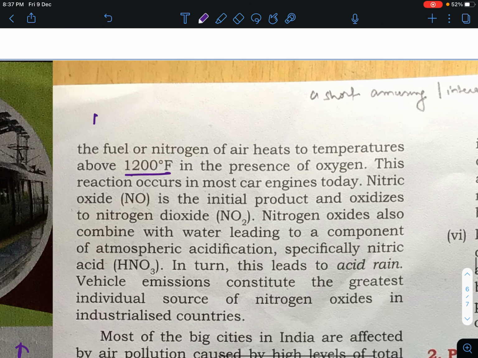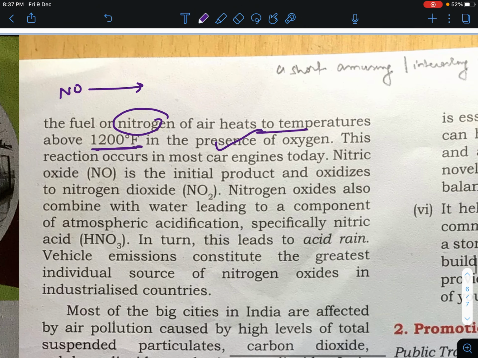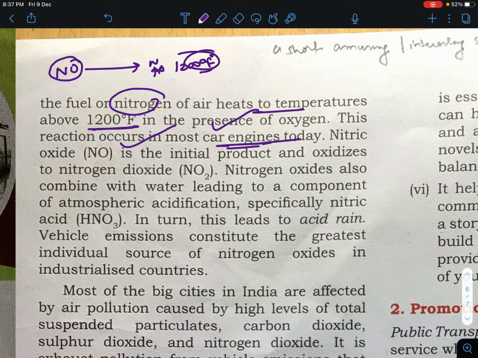Now, how is nitrogen oxide going to form? When the nitrogen of the air is heated to a temperature of about 1200 Fahrenheit in the presence of oxygen. This reaction occurs in most car engines today. Nitric oxide, that is NO, is the initial product and it is oxidized to nitrogen dioxide, NO2.